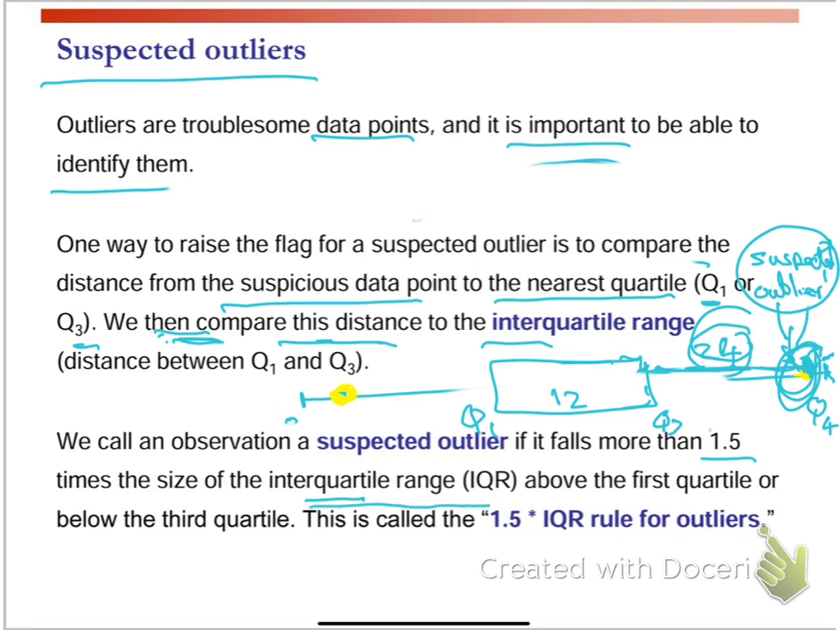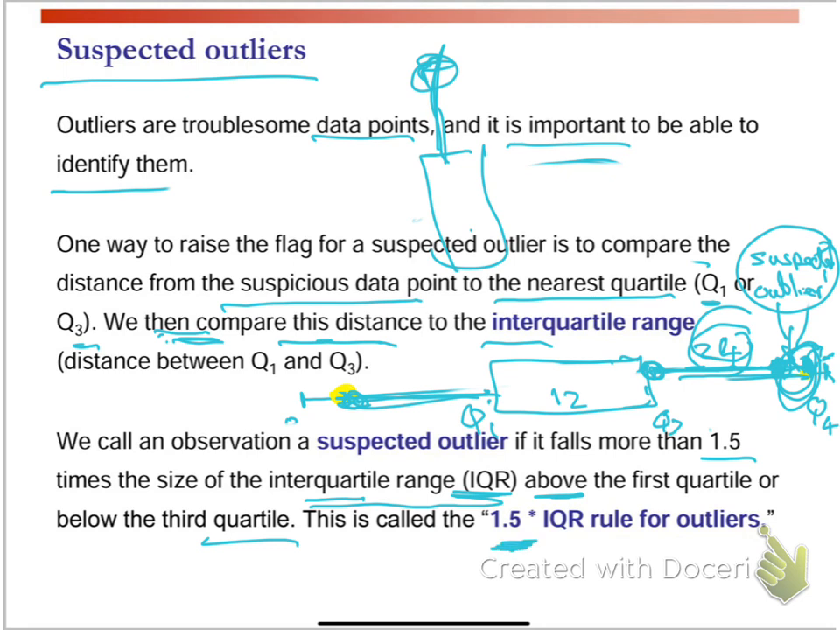It is 1.5 times the size of the interquartile range, IQR, above the third quartile or below the first quartile, because if it is here, it will be nearer to the third quartile. If it is here, it will be nearer to the first quartile, okay? If it is vertical, it will be above or below. So it will be on the left or right, or above or below. Here he is talking about above or below. This is called the 1.5 times IQR rule for outliers, okay?